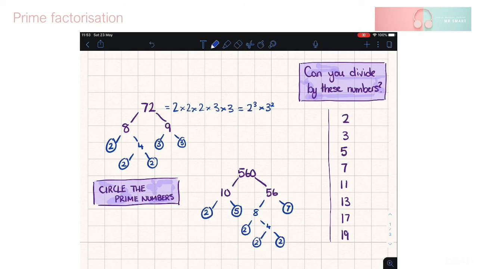How many numbers have I written? I've written 4 2s. So 2 times 2 times 2 times 2. And there's also a 5 and a 7, meaning 560 can be written as 2 to the power 4 multiplied by 5 multiplied by 7.